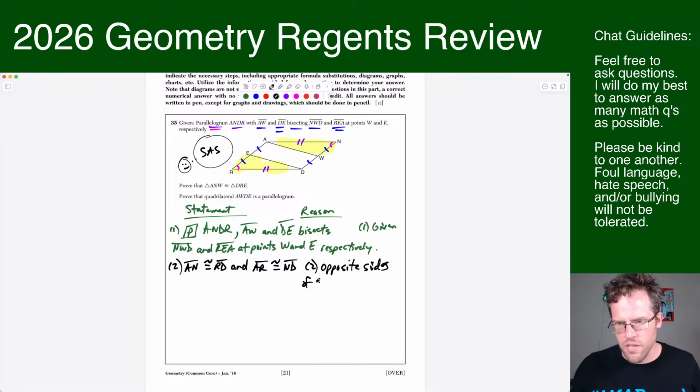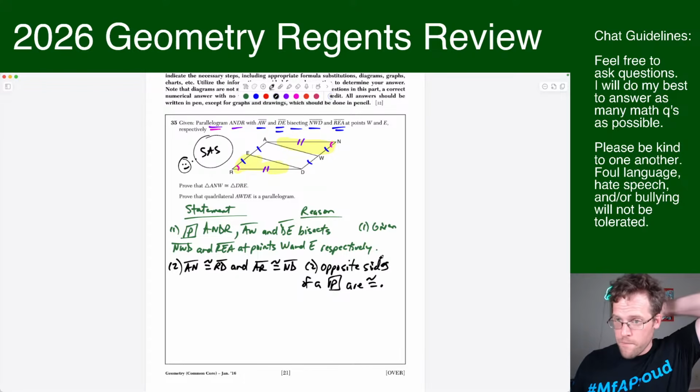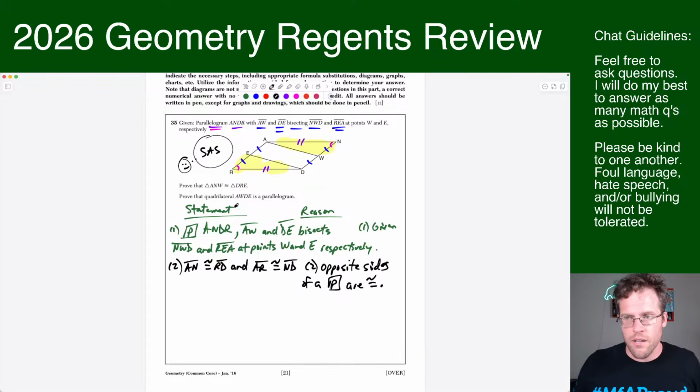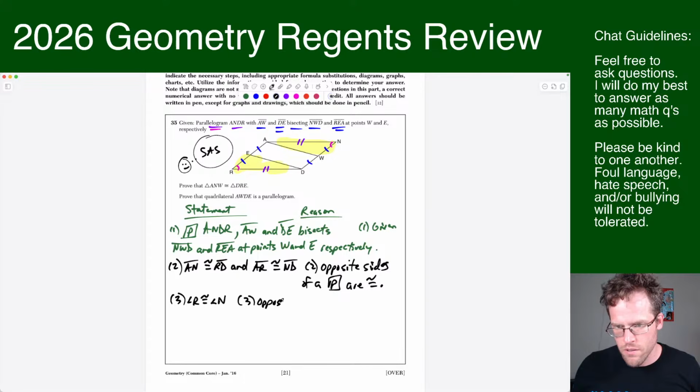Every smart thing you say, you get credit. So try to say a lot of smart things. Opposite sides of a parallelogram are congruent. That's something that's good. That's a non-obvious thing. Maybe you want to mention the angles too. Angle R is congruent to angle N. So angle R is congruent to angle N. Reason: opposite angles of a parallelogram are congruent. All right, this will get you partial credit.